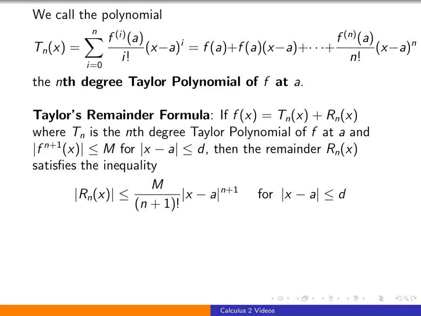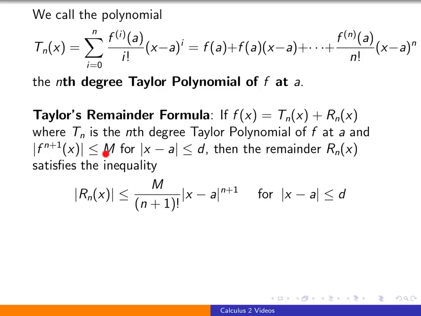And the remainder can be estimated via Taylor's remainder formula. So if we have a function f of x which is expressed as its nth degree Taylor polynomial plus the associated remainder, then that remainder term is bounded above by this number, big M over n plus 1 factorial, times the absolute value of x minus a to the n plus 1, and this is for some interval of interest which is given to you in the problem. Now a few notes here.